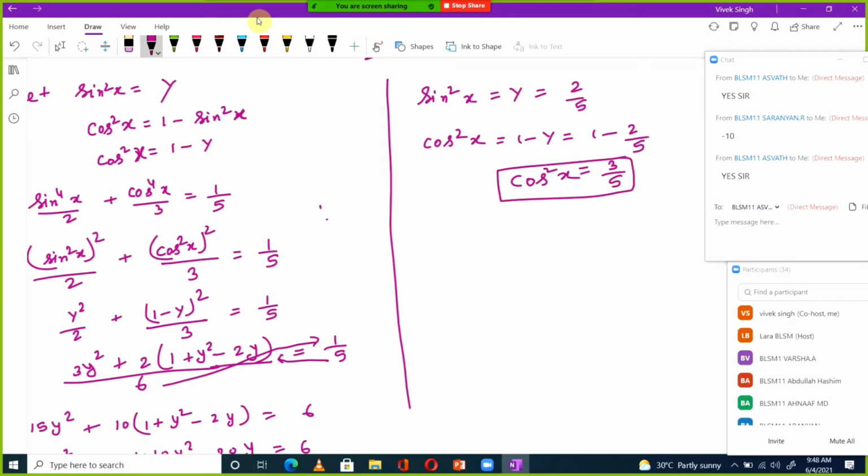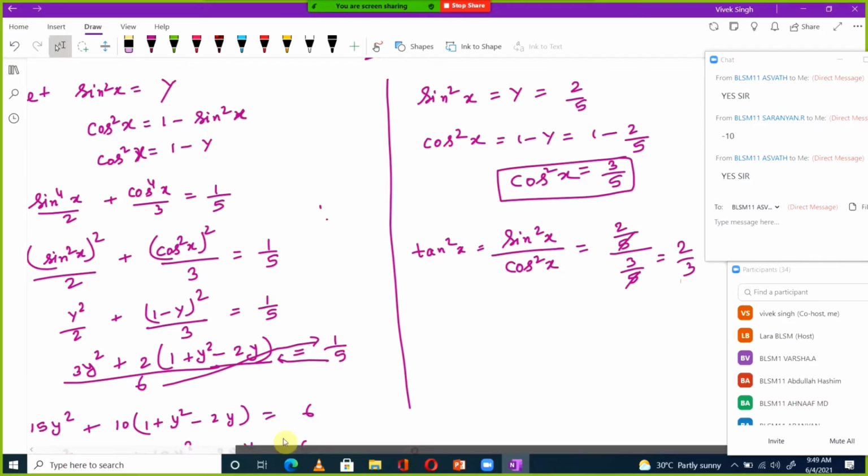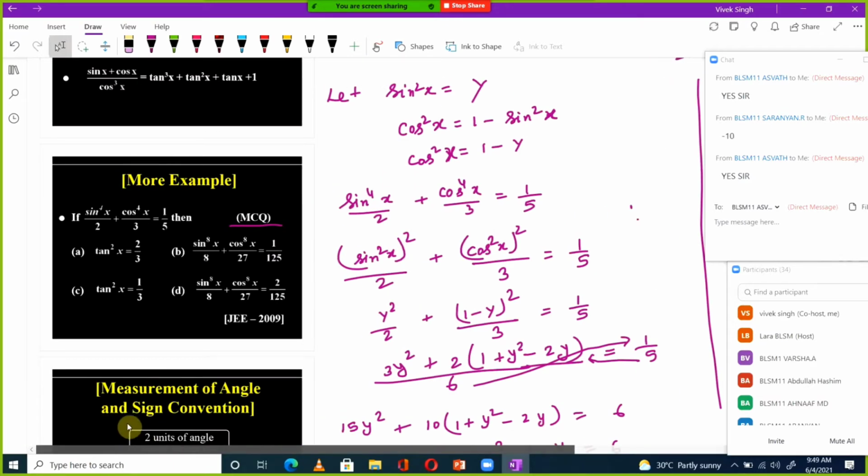Now first option we have given tan square x. So what will be your tan square x value? You know tan square x is sin square x divided by cos square x. Is it okay or not for all of you? So this will be 2 by 5 divided by 3 by 5. 5 will be cancelled out, answer will be 2 by 3. It means tan square x value we are getting 2 by 3. First option is correct, third option is wrong.